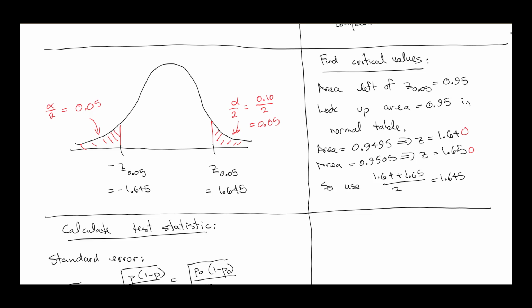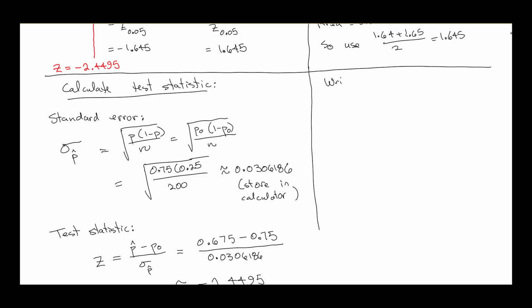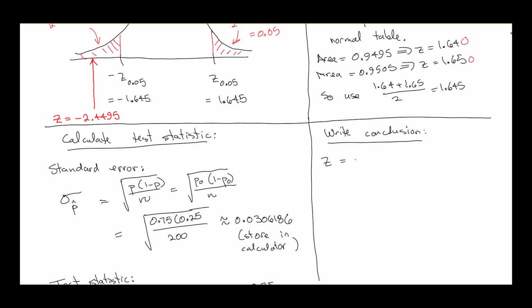So I come back up here. Negative 2.4495, that's going to be way over here somewhere, right? Okay, so that's right there. And so now we need to write our conclusion. Okay, so that z turned out to be in the rejection region, right? So we are going to reject H0.